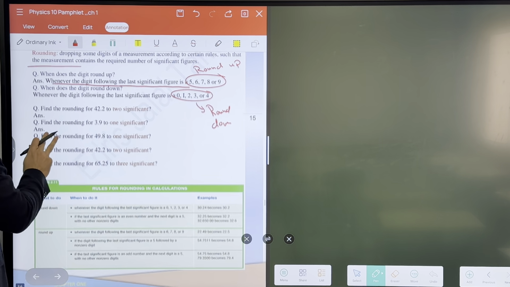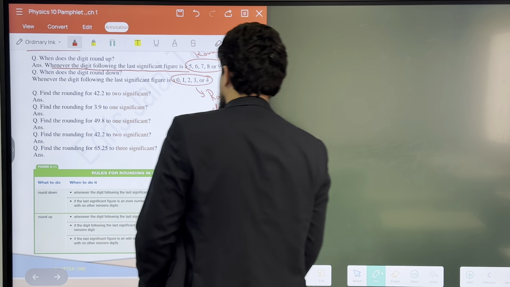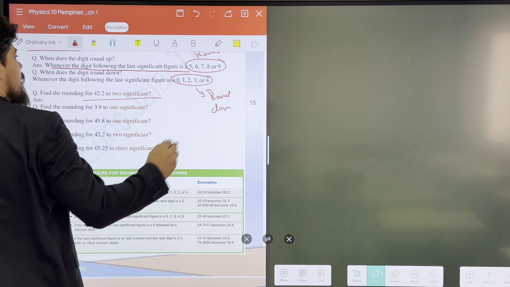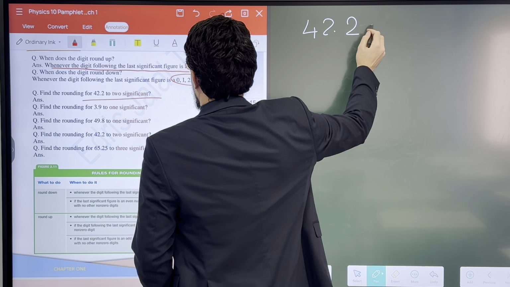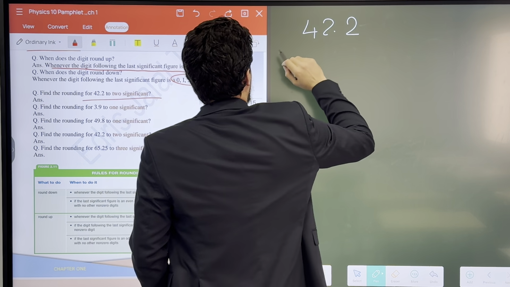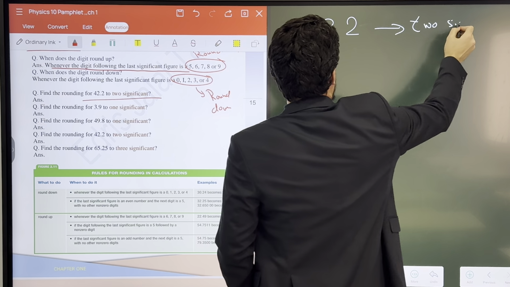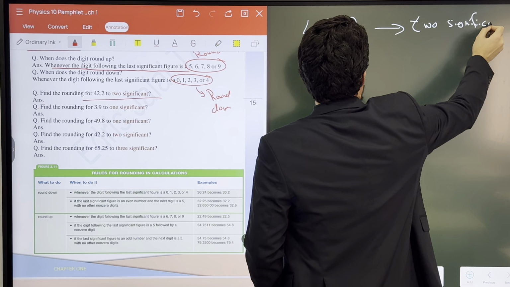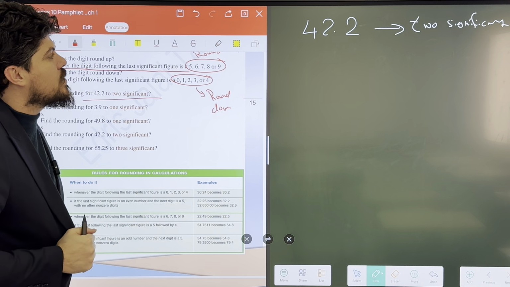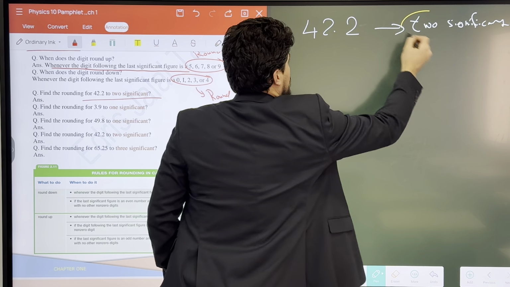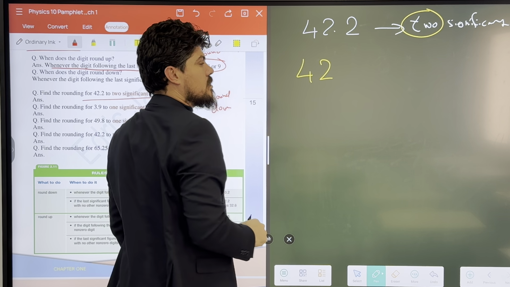Find the rounding of 42.2 to two significant figures. Round this number to how many significant figures? Two. How many significant figures do we need? Two. Write down this 42.